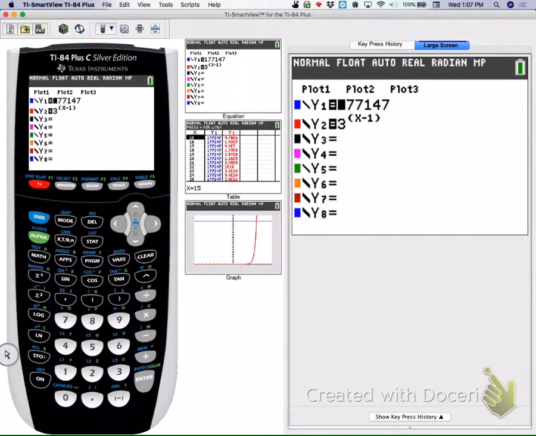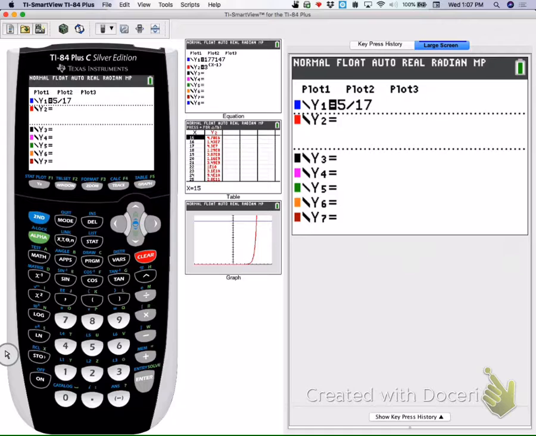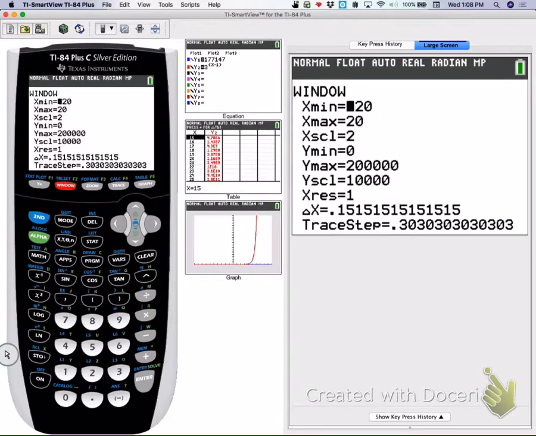So I come here to my y equals. I graph the 5/17, and I graph the 0.85 to the x minus 1. Okay. Now this time I'm going to have to change my window again. So this time I don't need my y's to go up to 200,000. So let's, I don't know what the x value is going to be, but I'm just going to leave it the same. And we can change it if we need to.